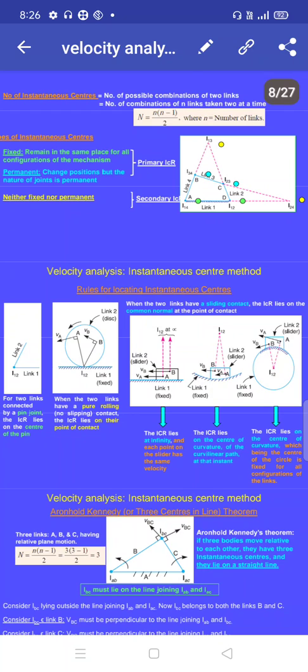For a slider, the ICR, the instantaneous center of rotation, lies at infinity, and each point on the slider has the same velocity. The ICR lies on the center of curvature of the curvilinear path at that instant. The ICR lies at the center of curvature, which, being the center of the circle, is fixed for all configurations of the links.